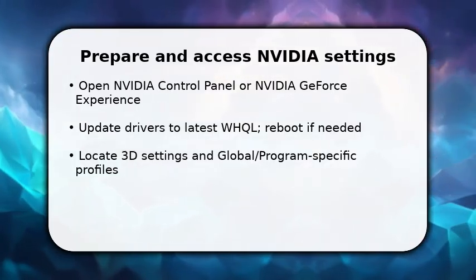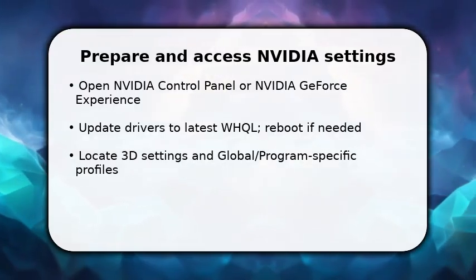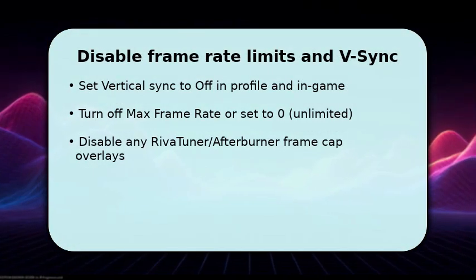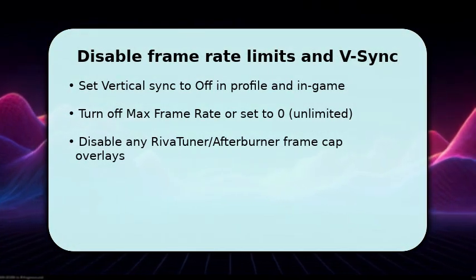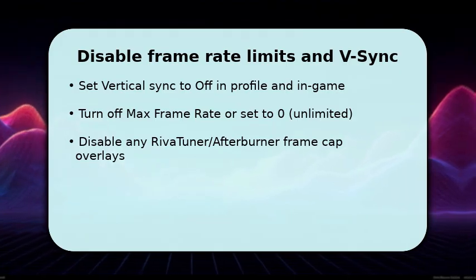You do this because global overrides affect all apps while program profiles isolate changes. Make sure to set power management to prefer maximum performance first. It keeps the GPU responsive when you remove frame caps. Now you disable the frame limiter entries.